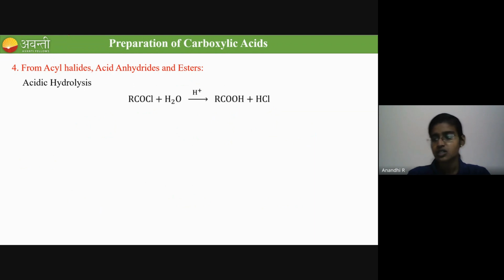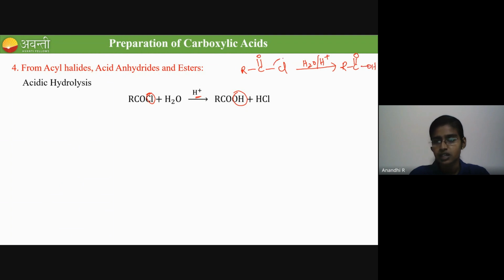Okay. So first we took an acyl halide, RCOCl. This is the water and we are doing acidic hydrolysis here. On acidic hydrolysis, this Cl will be converted to OH. That is, RCOCl on acidic hydrolysis forms RC double bond OH.